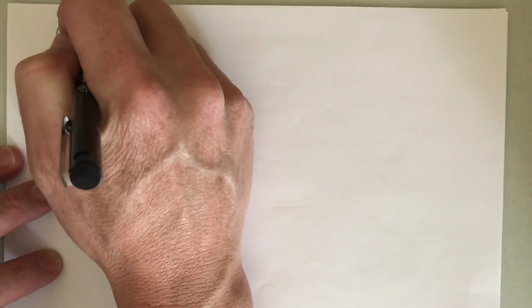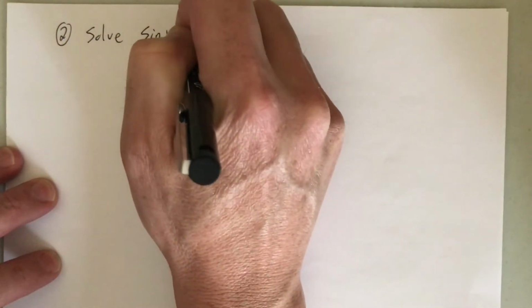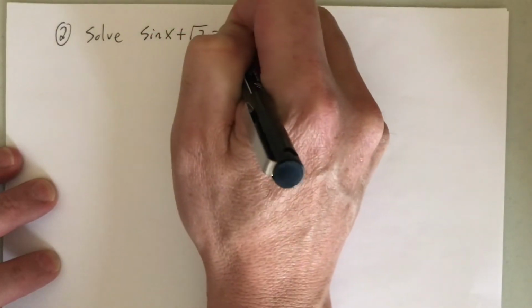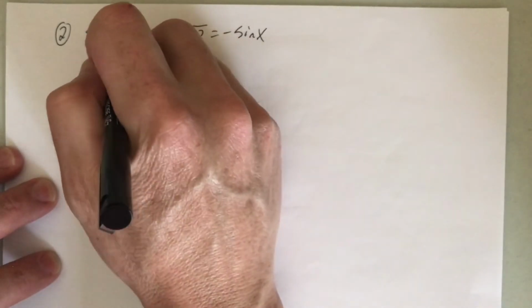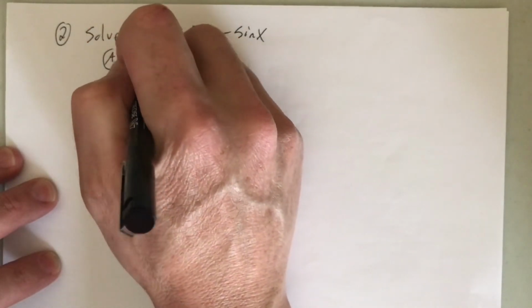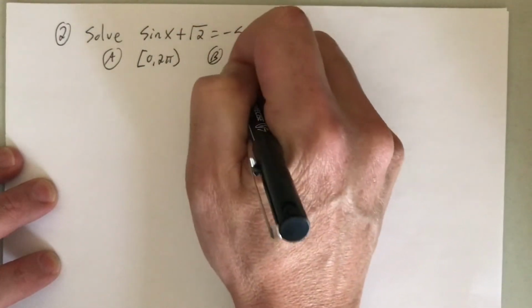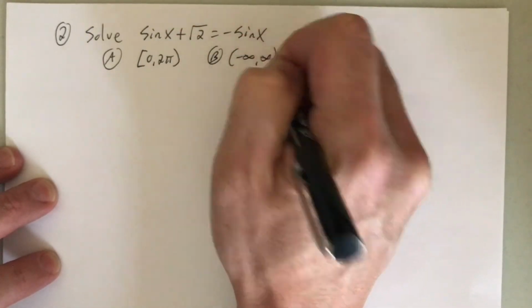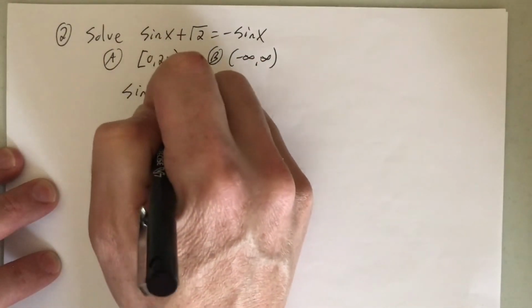So let me just slide this down a little bit to make sure I'm lined up. So number 2, we had sine x plus the square root of 2 is equal to negative sine x. So we're going to do this in the interval from 0 to 2 pi, and then we're going to do this from negative infinity to infinity. So let's start by writing out the original again.